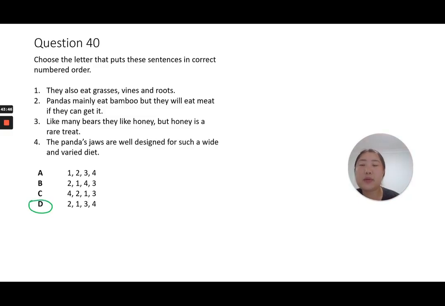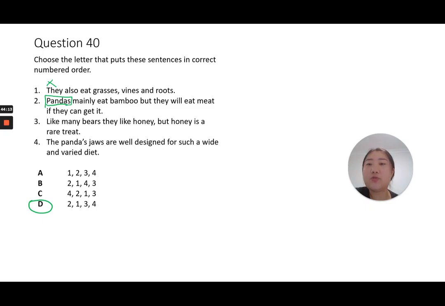Okay, so remember we start with the more general kind of solution, which is question number 2. Pandas mainly eat bamboo, but they will eat meat if they can get it. We're introducing the subject matter. See, words like they or like many something or these ones, they're not for the first sentence. You need to be very clear about what we're talking about. So 2 comes first, and then 1.